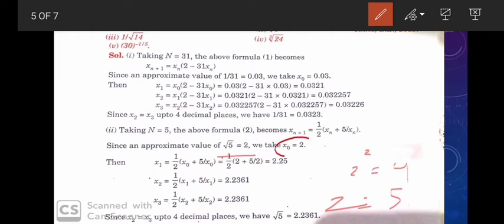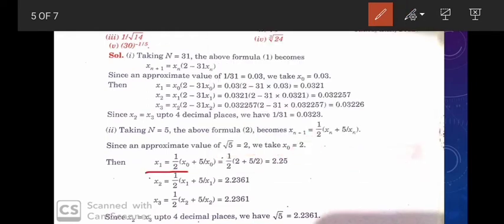So x naught I have taken as 2, and always remember that we consider the x naught which is very comfortable for us. Taking x naught as 2 is comfortable for us, so that value only we put. And the exact value we will get with the help of the formula.